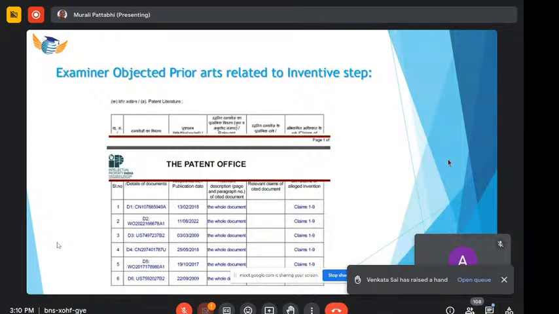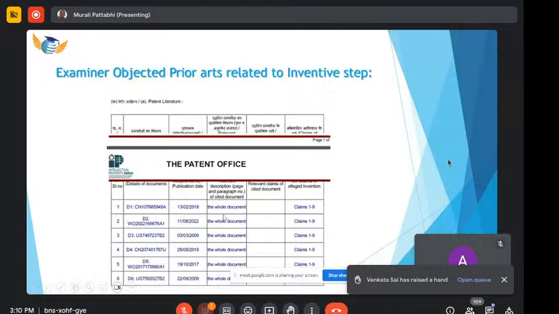By any means, for any reason, the examiner sometimes might quote an application which was filed after us, so we need to observe that too. Even while sending the FER report, he places everything like this, and you can find the publication date and priority dates, and which section of the document is related to our claims.